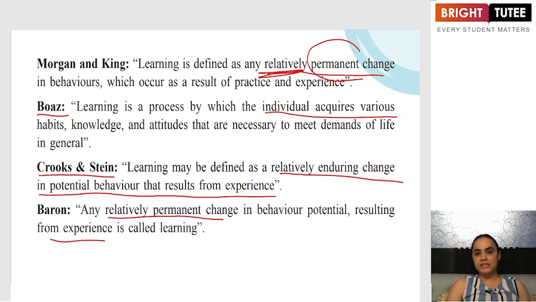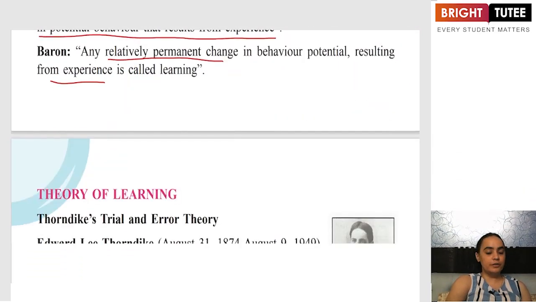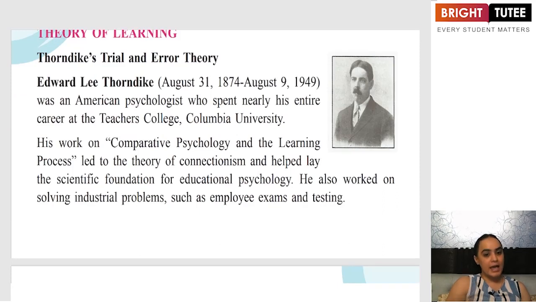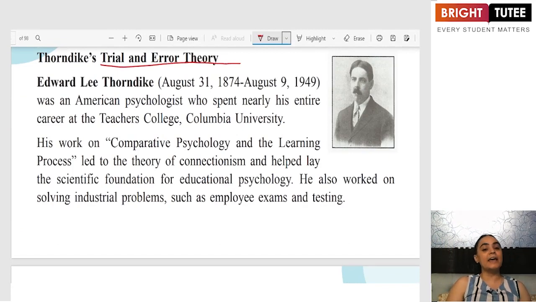So almost all the psychologists have stated that learning is the outcome of changes in your external environment, and learning is the outcome of practice and experience, and it is relatively permanent in nature. Now, as I told you, we are going to learn about the theories of learning that have been given by four very prominent psychologists. The first such theory of learning was given by Edward Lee Thorndike, and he gave the theory of trial and error.